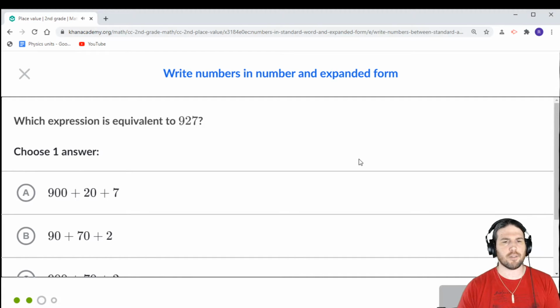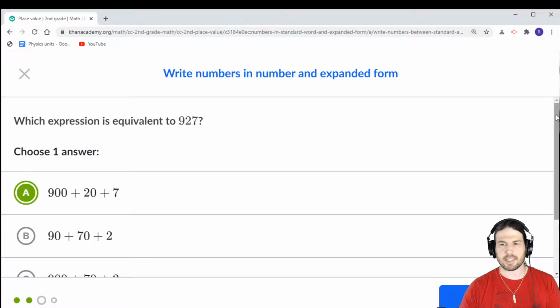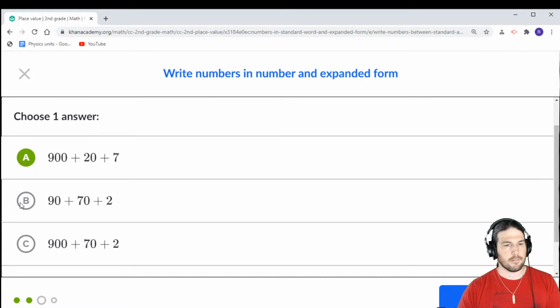Which expression is equivalent to 927? Well, that would be 900 plus 20 plus 7. B is missing a 0 and these two numbers are switched. C just has the last two numbers switched, 70 and 2 instead of 20 and 7.